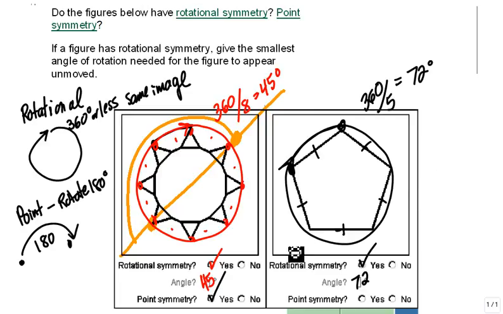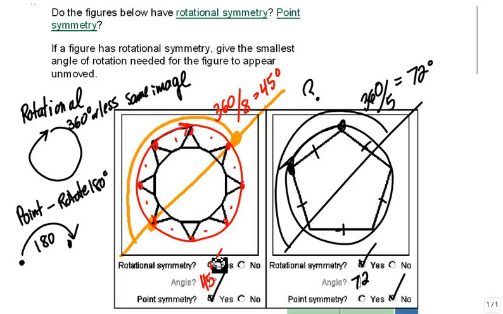Point symmetry is, ask yourself, is there a straight 180 that you can move one point to the other? And the answer is no. So on the left, yes, 45 degrees, point symmetry, yes. On the right, rotational, yes, angle 72, point symmetry, no.